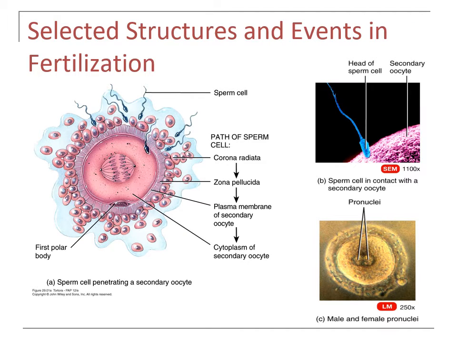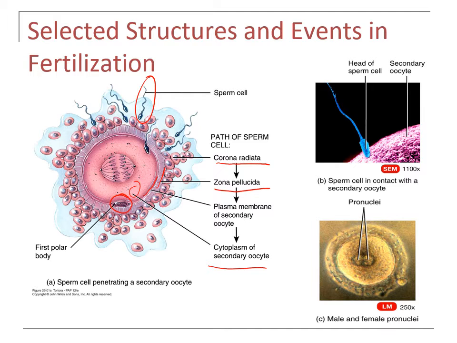Okay, so here in this slide, we can see selected structures and events in fertilization. So this is a sperm cell, and here we have the path of the sperm cell. Here, the outside layer is the corona radiata. The inside layer is the zona pellucida. Then we have the plasma membrane of the secondary oocyte, and the cytoplasm of the secondary oocyte. And here we have the first polar body. This is figure A, a sperm cell penetrating a secondary oocyte.